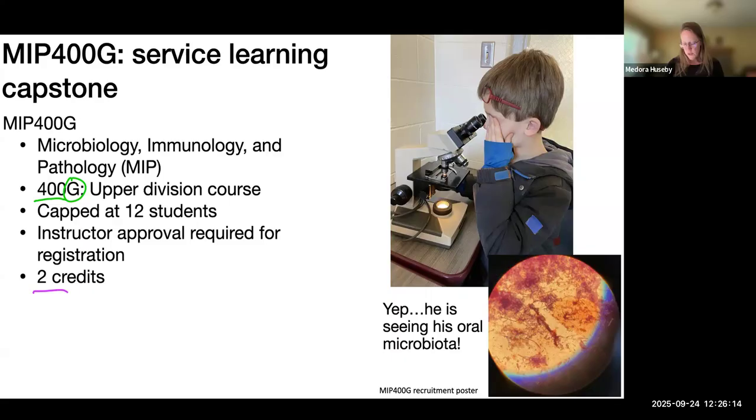So we do service learning, and I'm showing a picture of how we recruit students to 400G and service learning. I'll get into that in a minute, but in this particular instance they took microscopes, swabs, and slides to a middle school, and let the students swab their gum line, make a smear of it on the slide, and then we stained it. Then they got to look through the microscope and see all the bacteria that live in their gums. That's what you're seeing in the image below.